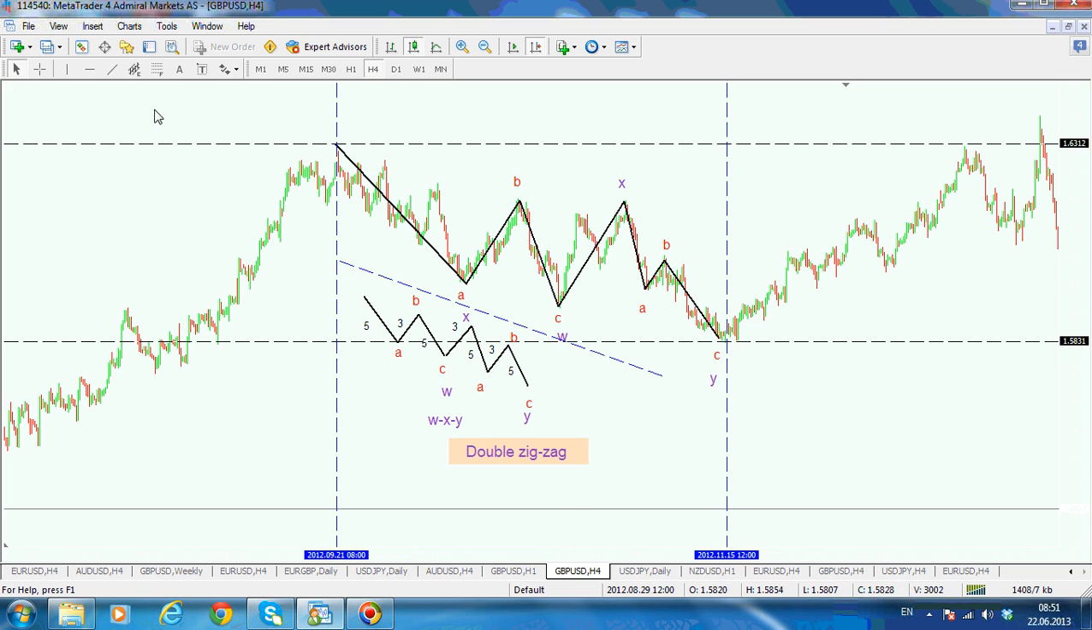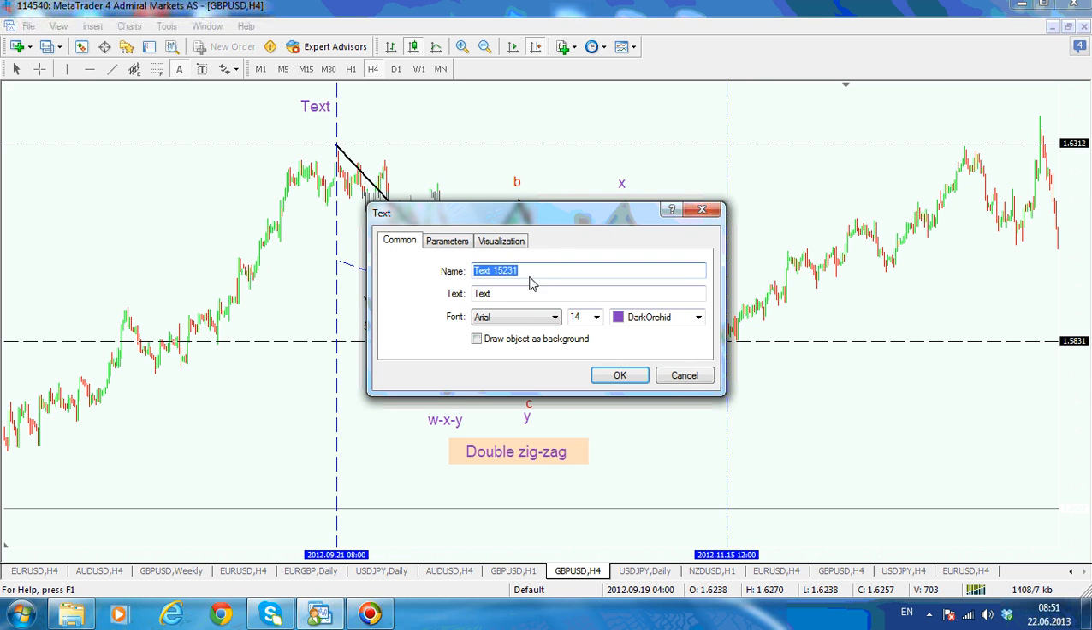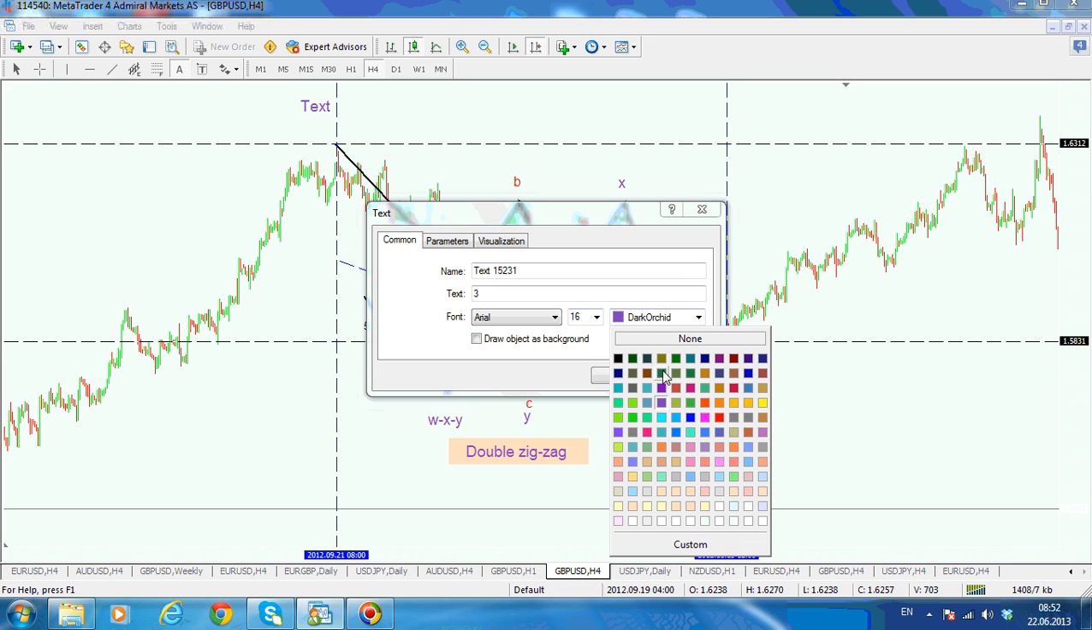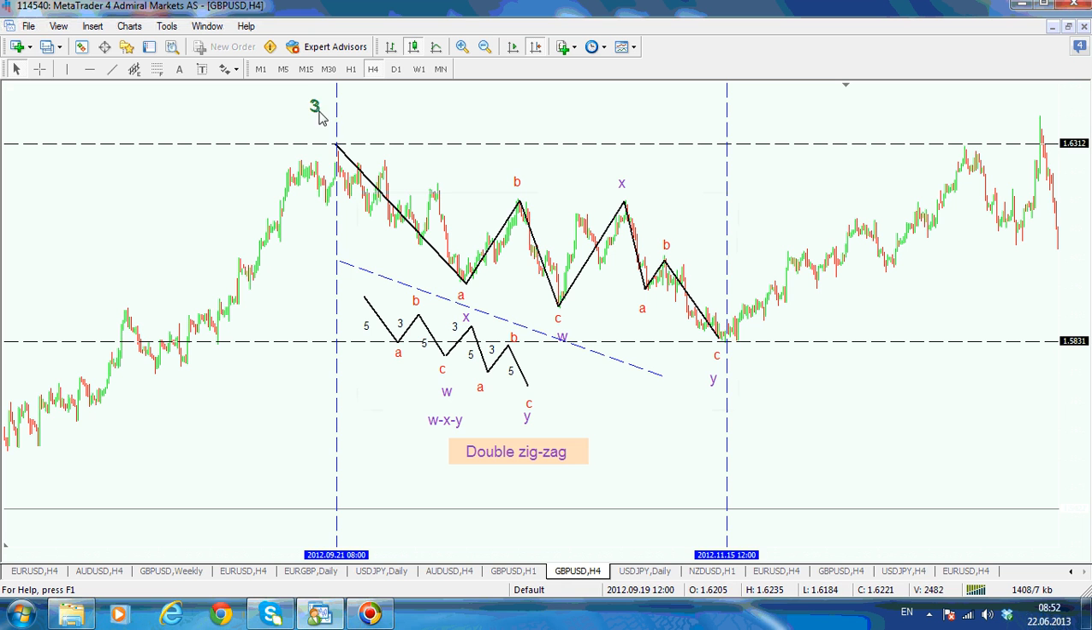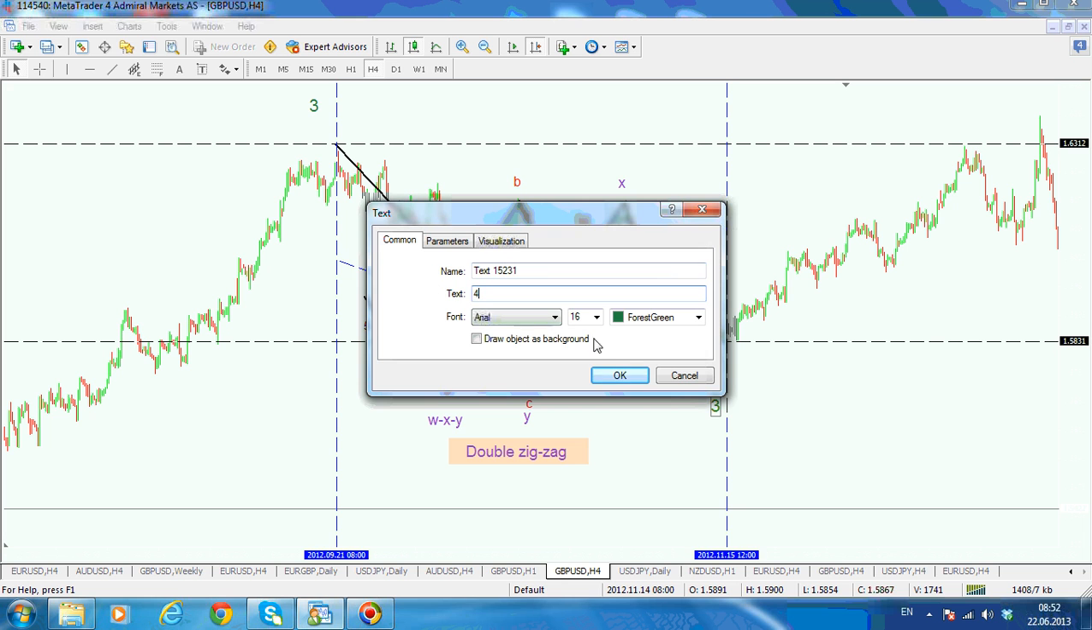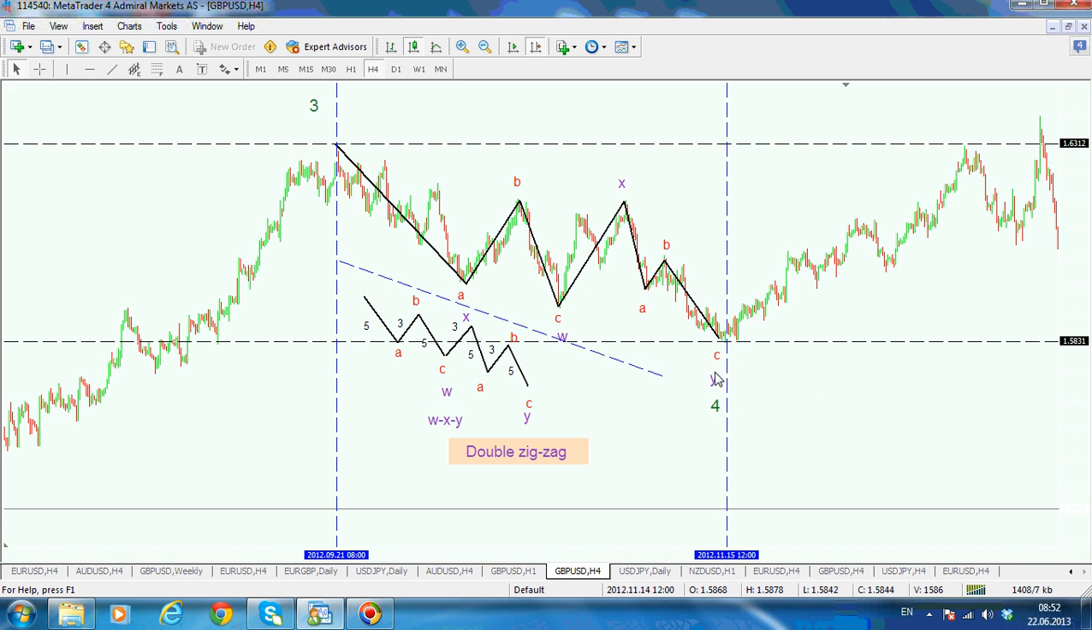I'm just saying now, let's assume, I'm not saying that this is the case, let's assume that this would have been a third wave of a higher degree, so you should make it 16 and of a higher degree, let's make it green. So a third wave like this, and a fourth wave like this. So this is how your labeling should look at the end of the fourth wave here. It should state C, Y, and 4. C of this degree, ending this ABC of this degree as one zigzag, W of this degree ending the double zigzag WXY, and 4 of this degree ending the whole correction from the third wave to the fourth wave to the downside.